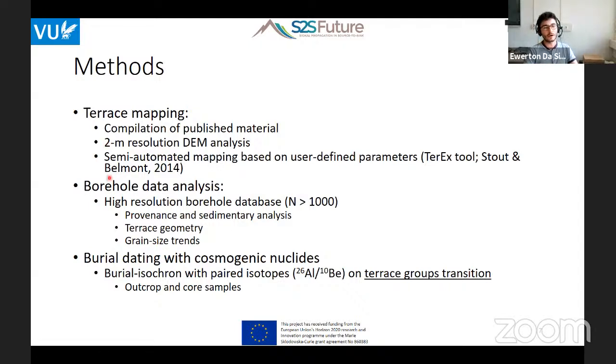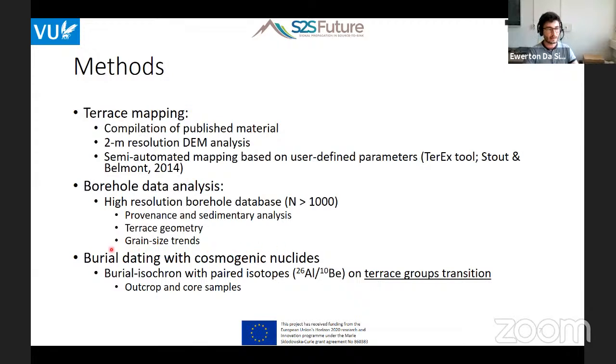In this DEM, we also apply a tool called Terrace Extractor Tool, which is a semi-automated tool based on user-defined parameters. What this tool basically does is search the entire DEM and look for potential terrace surfaces. We complement the results of this mapping with a borehole database. We have access to a borehole database with more than 1,000 single data points. And with this database, we can retrieve information about grain size, terrace geometry, the height of top and base of the terraces, also information about quartz and gravel content, and so on.